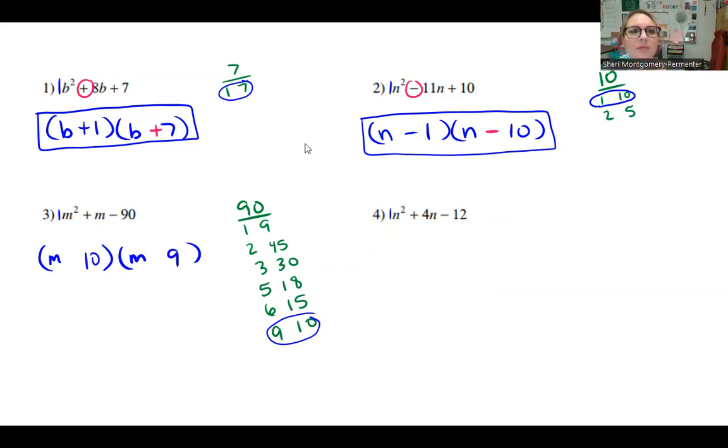And so then I look at my middle term. It is positive. And so because it is positive, the bigger number has to be positive. And if I have 10, the only way I can make 1 is to subtract 9. That what y'all got? Good job.